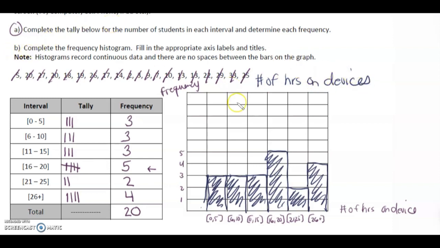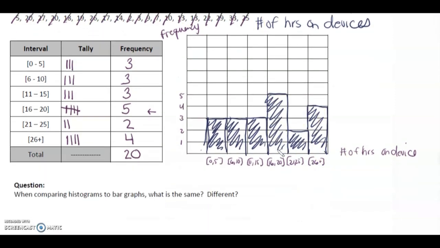Okay, I did this, but let me read B. Complete the frequency histogram, which we did. Fill in the appropriate axis labels and titles. Note, histograms record continuous data, and there are no spaces between the bars on the graph. Okay, it's continuous data because it's the number of hours, right? So it's time. Even though we did kind of use discrete data, these are rounded, but that's okay. It does still show continuous data.